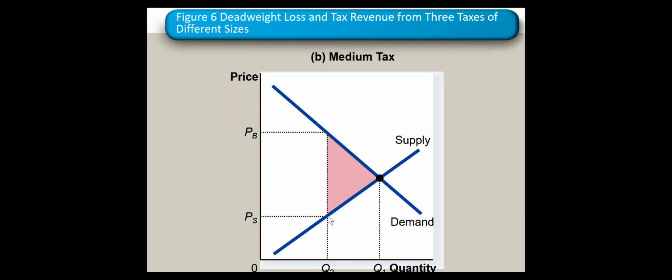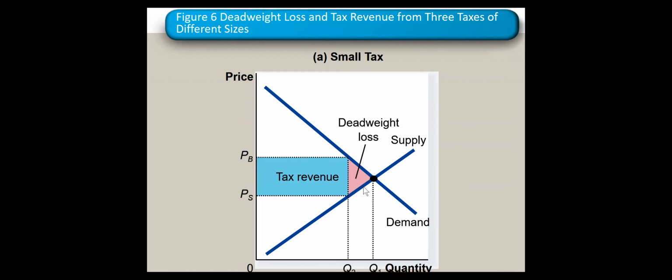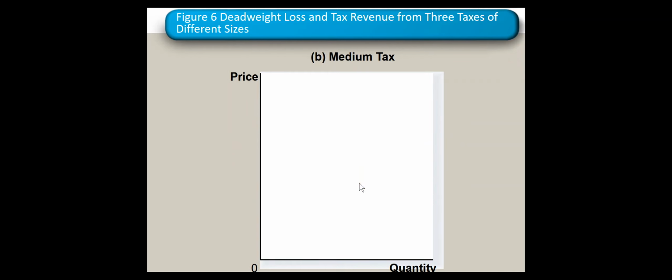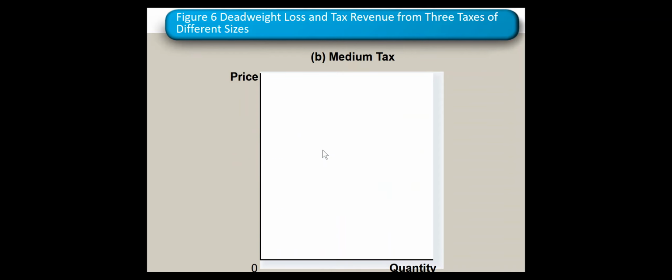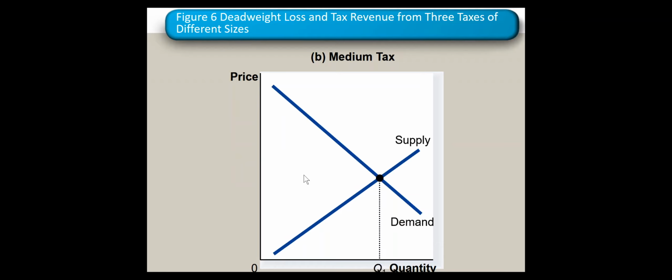Now look, if the tax size is increased, we will have a larger deadweight loss. Now compare it to this. This is a small one. Now look, this is a bigger one, much bigger one. Now also, the tax revenue is likely to be increased. Why? If you compare it to the strip, the area is likely bigger here, but up to a limit.